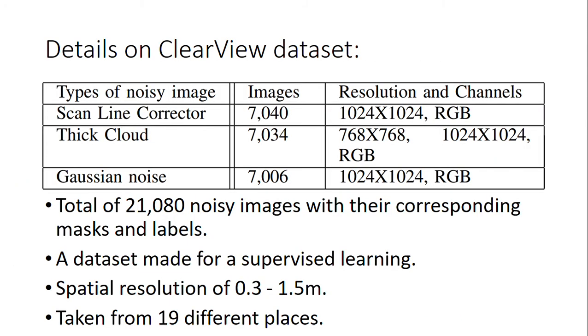This dataset has 63,240 images, out of which 21,080 are noisy images containing 3 types of noises, with the corresponding masks and labels arranged in different folders. This dataset is mainly made for supervised learning, but it is not restricted to it. The table in this slide shows the number of images per class and the resolution of the images. All these satellite images are collected from a total of 19 places all around the world.